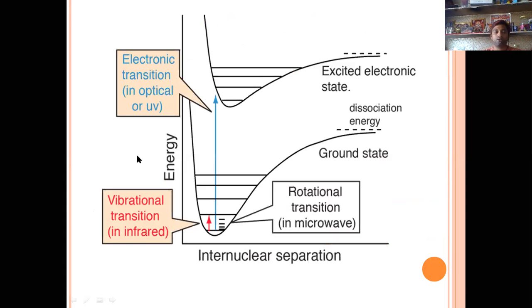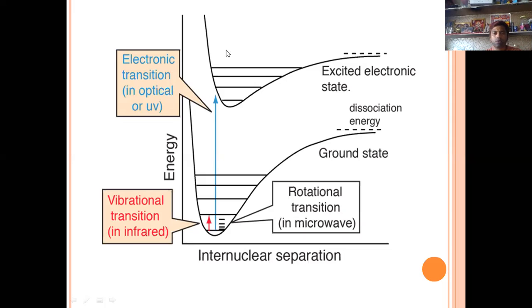Now we can see here, when a molecule absorbs electromagnetic radiation in the IR region, what happens? From the ground state, it gets excited to the excited state. We have the ground state and excited state, and there we have vibrational transitions from the ground state to the excited state. The electronic transition happens in the UV visible spectrum, but we are talking about IR spectroscopy. So the vibrational state changes, so vibrational transitions.